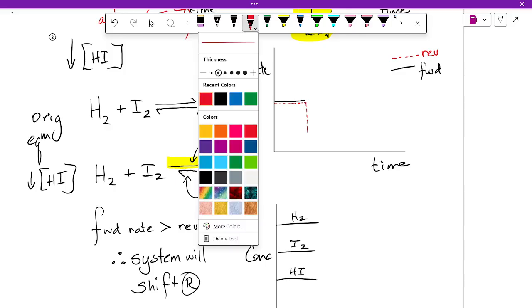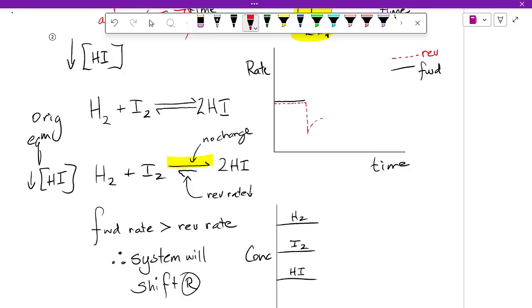Are we good with the first diagram? The reverse will then come back up and the forward will go down and they will meet in the middle. And both rates are slower than before, because we have less particles in total than we did before.